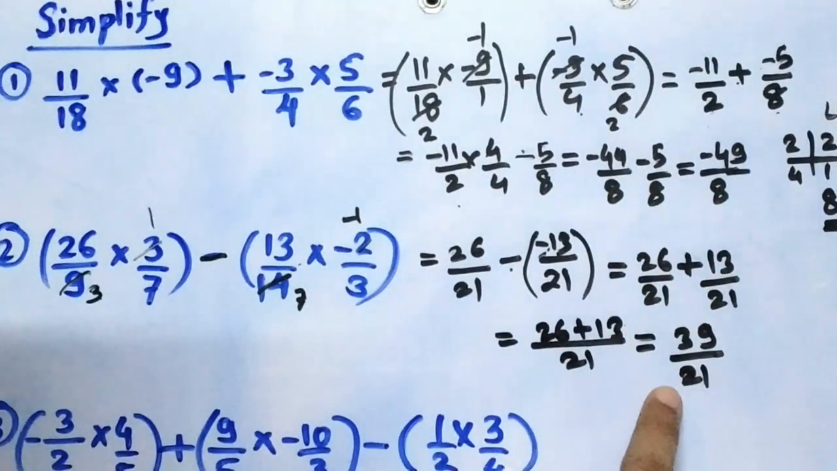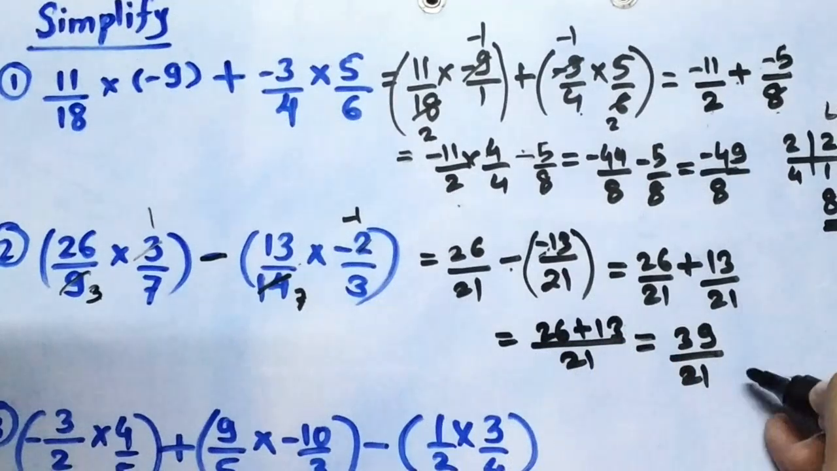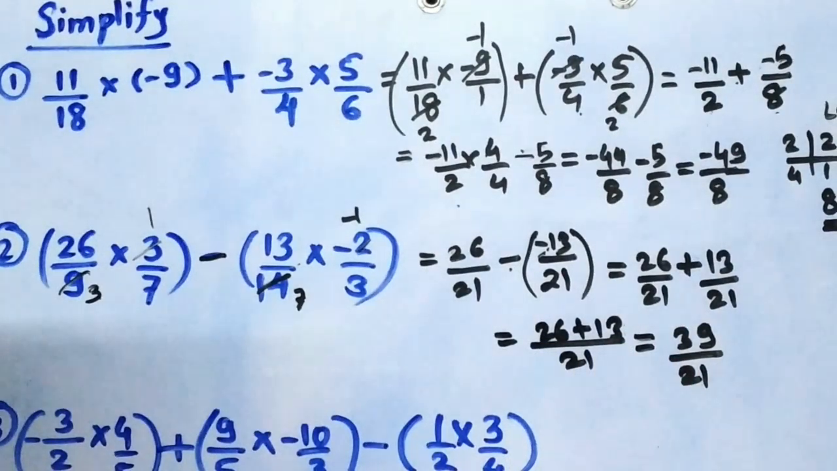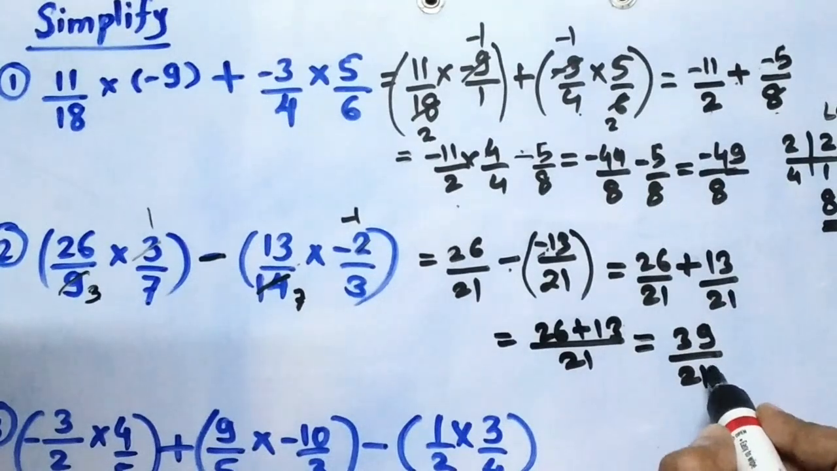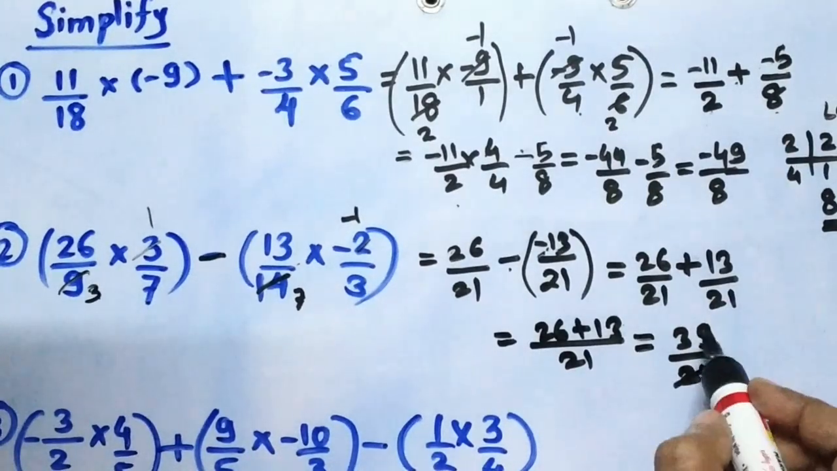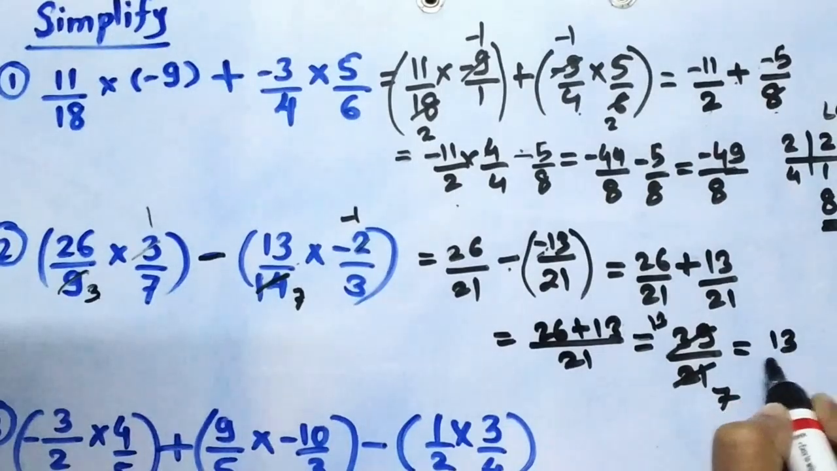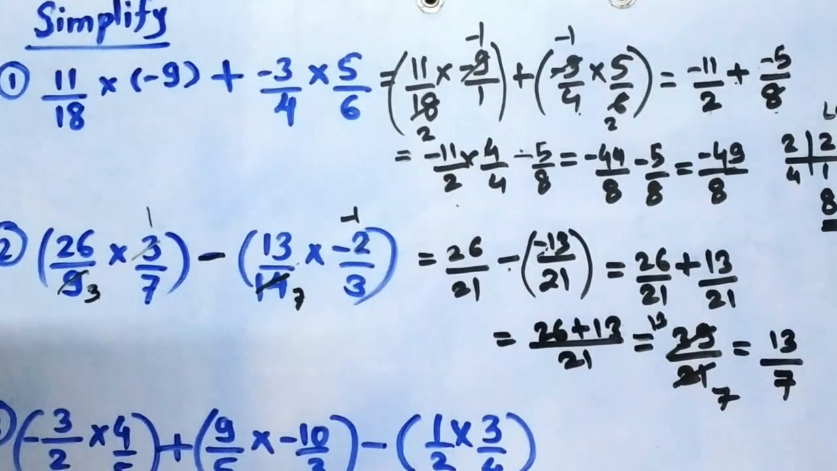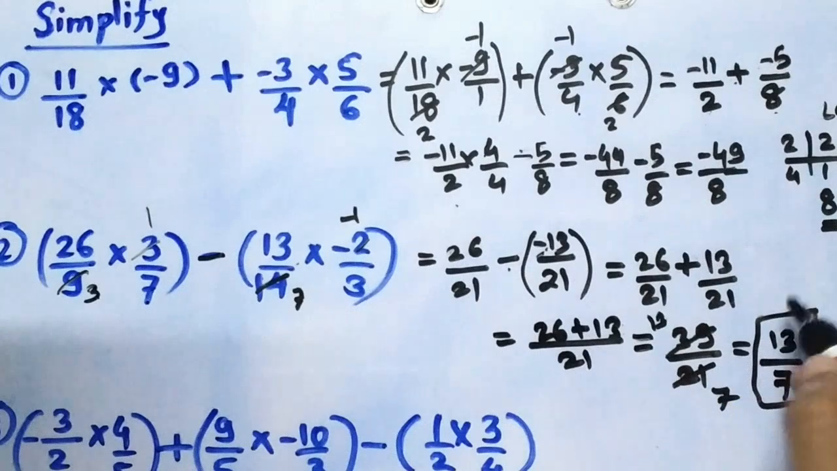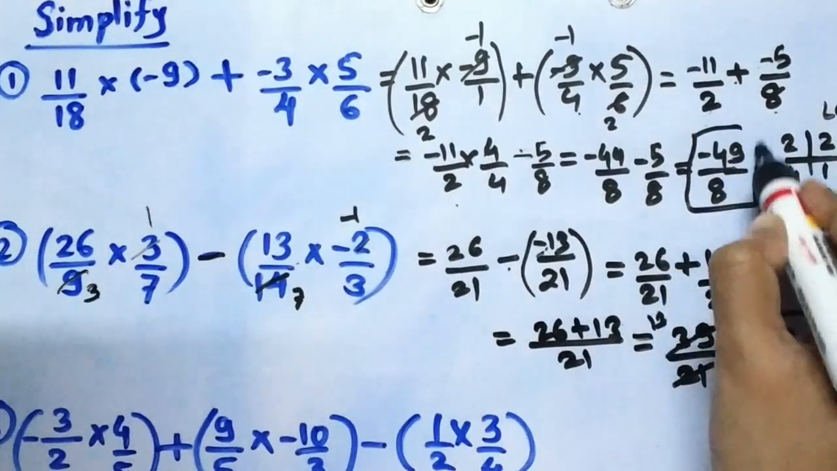26 plus 13. Now you can see here, you can go with the 3's table to make it into standard form. Here 3 sevens are 21, and here 3 13s are 39. The final answer will be 13 upon 7. This is the final answer here, 13 upon 7.